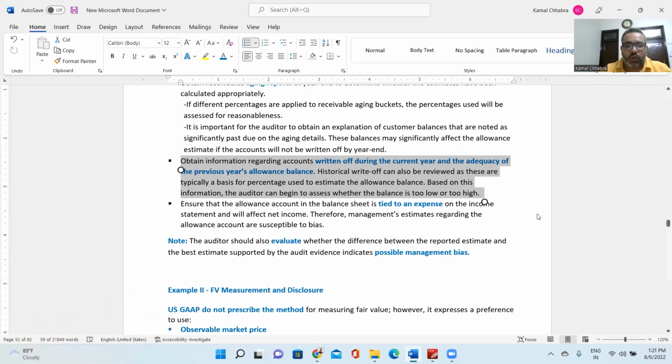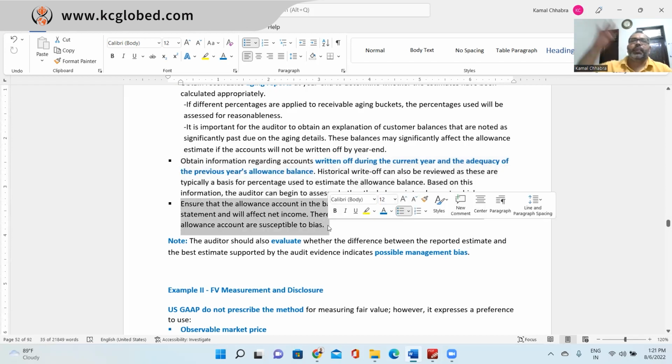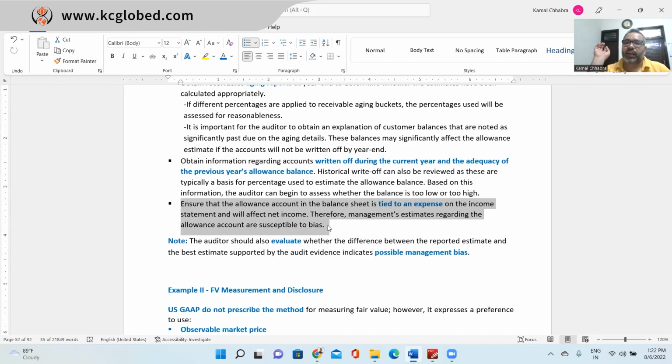Right. Next is ensure that allowance account in the balance sheet is tied to the expense. Right. So whatever is in the provision for doubtful debt account, the opening balance would be provision, and then current year provision will be addition, and the current year bad debt expense would be there on the credit side. So those expenses should be tied to your income statement expense account. Make sense? Yes, sir.